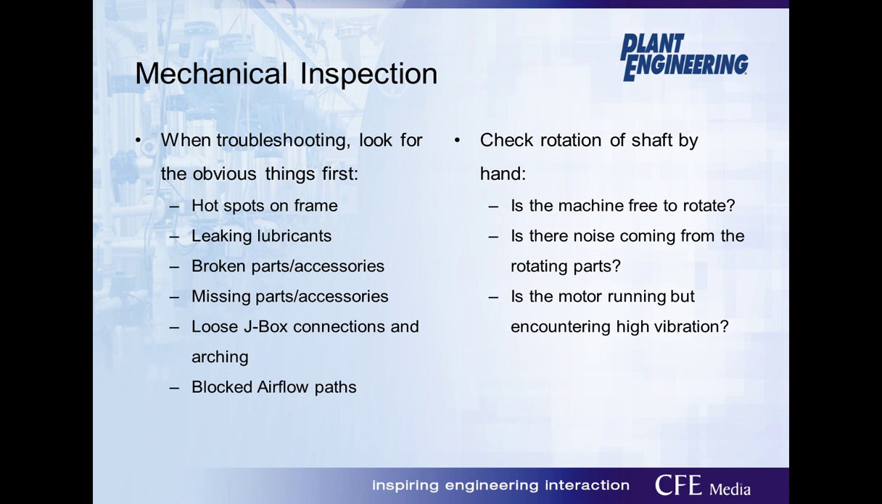Once the basic visual inspection has been performed, move on to check for rotation of the shaft by hand. Is the machine free to rotate? If you cannot rotate the motor shaft when coupled to the driven machine, uncouple the motor and check for free rotation of the motor shaft. While doing so, listen for any noise that may be coming from the rotating parts. A lot of times, it is easier to hear or even feel a bad bearing or rotor dragging inside a stator.